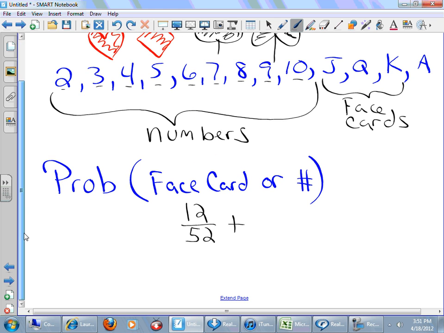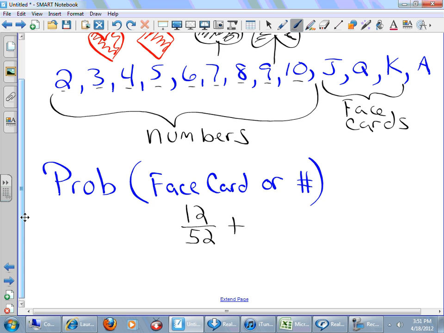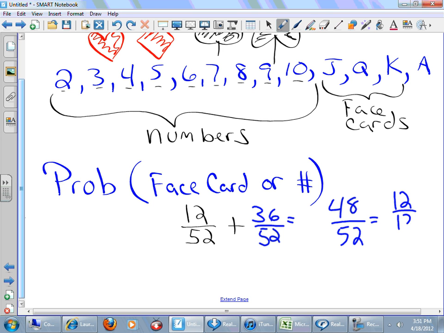All right, now how many numbered cards are there? There are 8. No, there are 9, like we just said. And there are a total of, oops, there aren't 9, because there's 9 in each suit. So 9 times 4 is 36. And there are 52 total cards. And so I'm going to go ahead and add these together, and I'm going to get 48 out of 52. And I'm going to divide by 4, and I'm going to get 12/13. So it is very likely that that will happen.